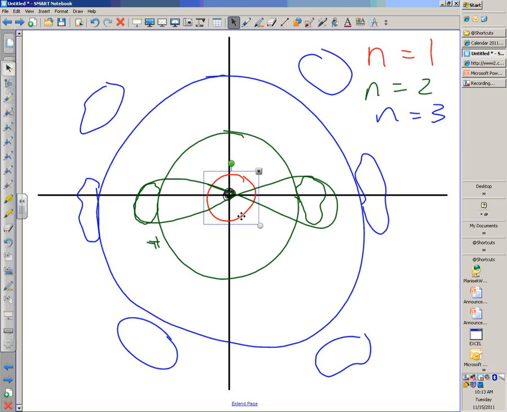You said earlier that you could only have 2 electrons on n equals 1. Sure. And then on n equals 2, n equals 3. Hold on one second for that. I'll show you, I'll tell you in just a second.